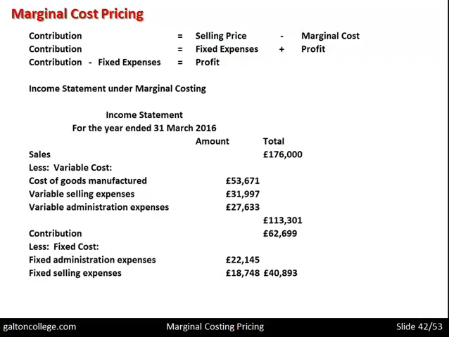So now we've got the fixed costs, which is 40,893, and the profit therefore is 21,806. Now all we've done here is we've taken the sales less the variable costs of production less the fixed costs. We've worked out the contribution less the fixed costs, and we've worked out the profits. So it's a way of working out the profitability using this type of approach.